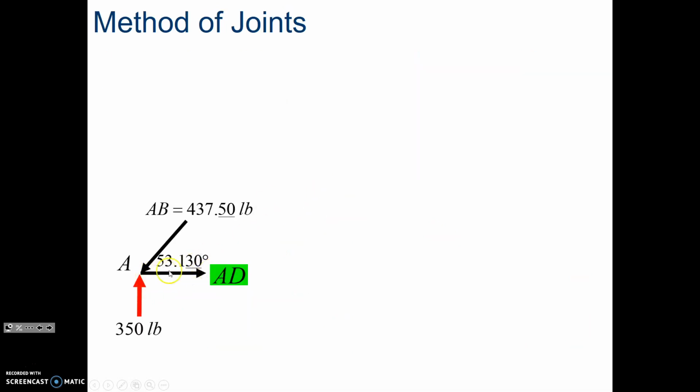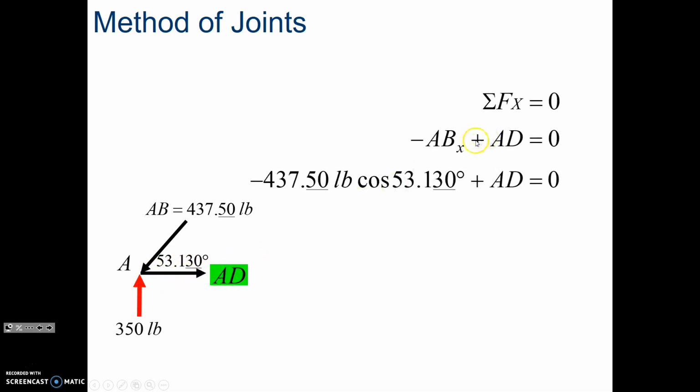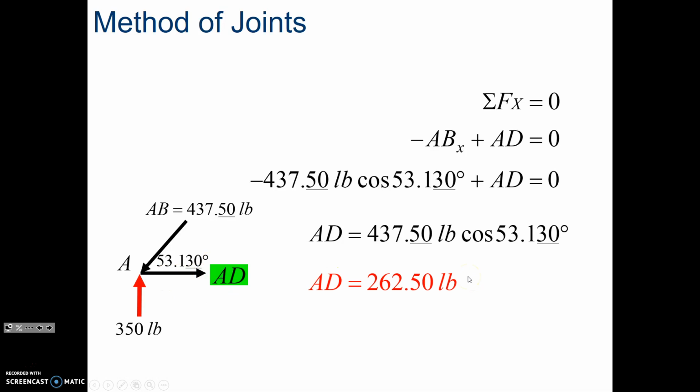Now we're going to go to AD. Notice that, again, we're going to do the exact same thing. The x component of AB has to equal my AD. Now that we have AB, we can plug it in: negative 473.5 cosine 53 degrees, plus AD, so the x component right here, has to equal this. We plug it in, solve for AD, and that gives us 262.5 pounds. Again, this is in tension because it's a positive number.